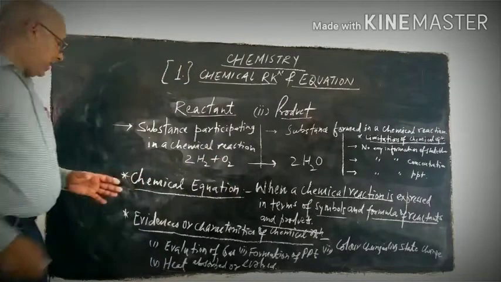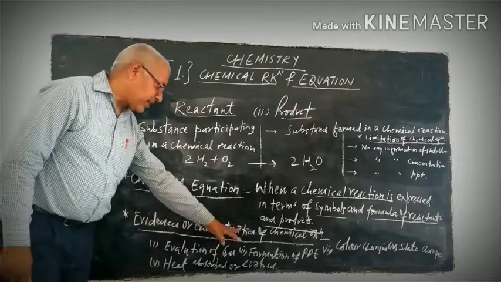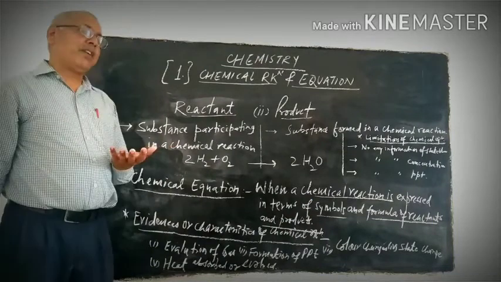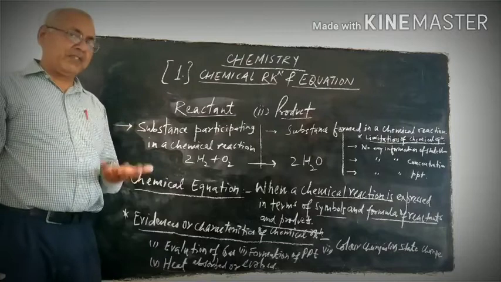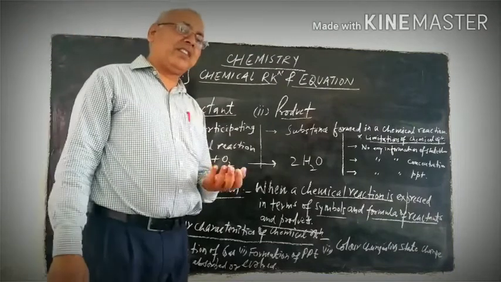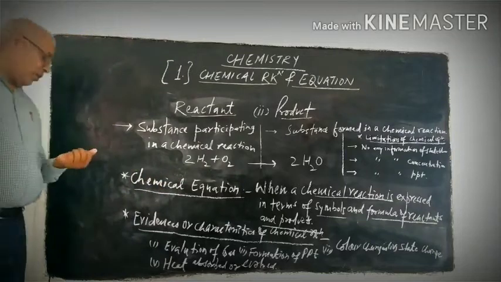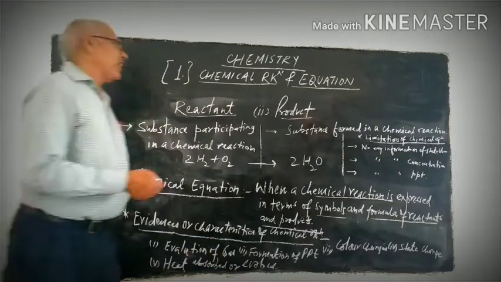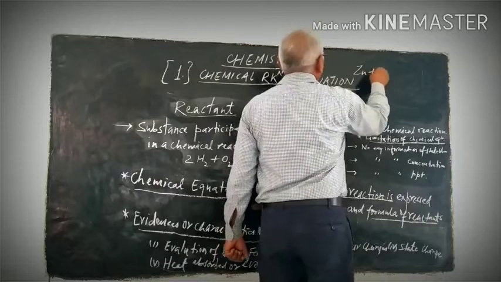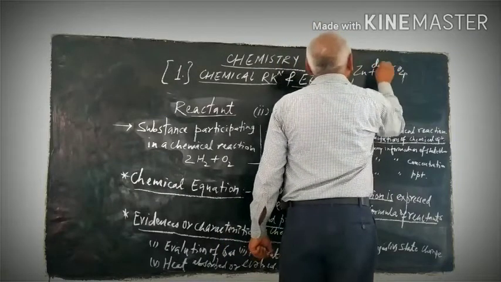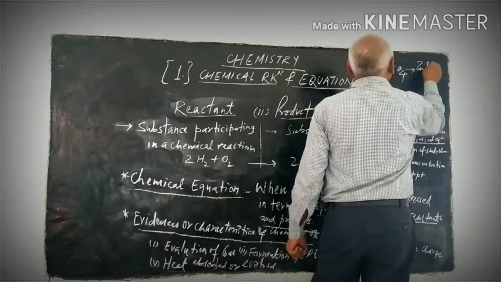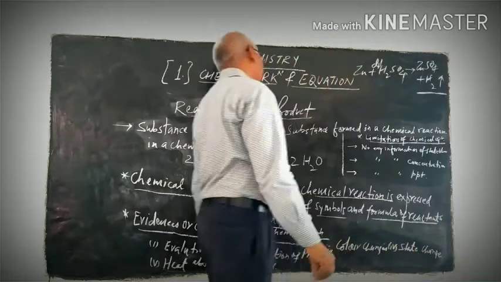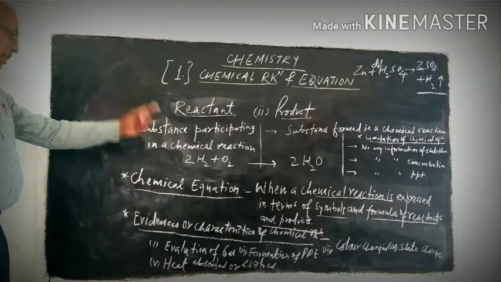Now we are going to learn about the evidences or the characteristics of a chemical reaction. How do we know that a particular reaction is going on? We have at least 5 evidences, 5 characteristics. On the basis of these evidences, we know that a chemical reaction is going on. First one, evolution of gas. For example, when zinc reacts with dilute H2SO4, it forms ZnSO4 and hydrogen gas is evolved. Evolution of gas indicates that a chemical reaction is going on.